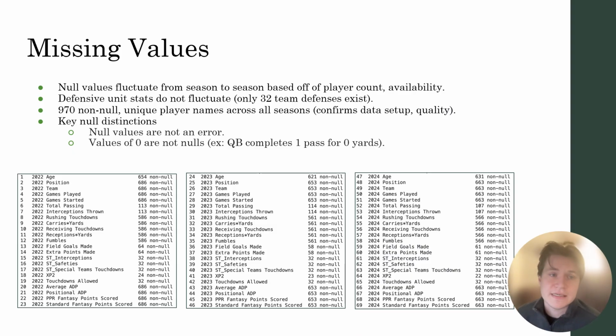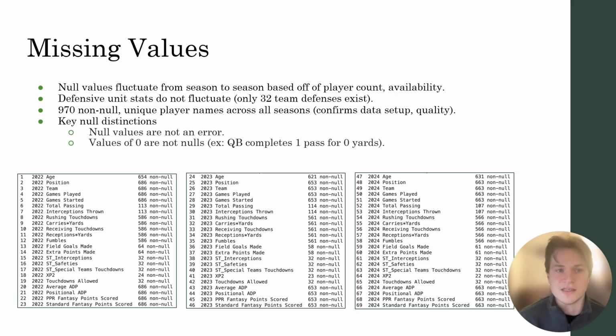Moving on here, we can see at the bottom of our screen the non-null counts for all of the different columns for each season from 2022 to 2024. And as you can see through those counts, the null values do fluctuate from season to season, and this is based off of player count and availability, with the exception of our 32-team defenses, because they play every single game in every single season, and they don't fluctuate, which makes sense. It's important to note here that for our players, there were 970 non-null unique player names across all of our seasons, which makes sense given our data setup and the quality of our data.